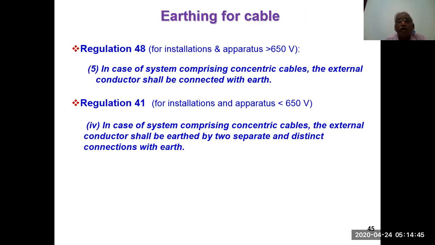Earthing of a cable, regulation 48 for installation of apparatus above 650 volts. In case of a system comprising concentric cable, the external conductor shall be connected with the earth. That is what we call the armor. In case of a system comprising concentric cables, the external conductor shall be earthed at two separate and distinct connections with the earth if the system voltage is less than 650 volts.